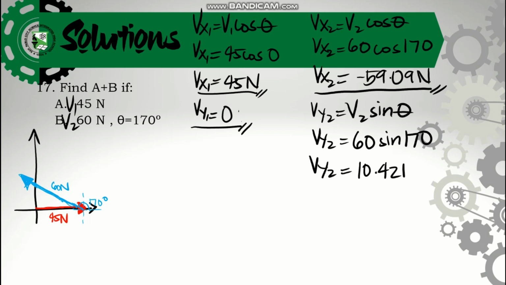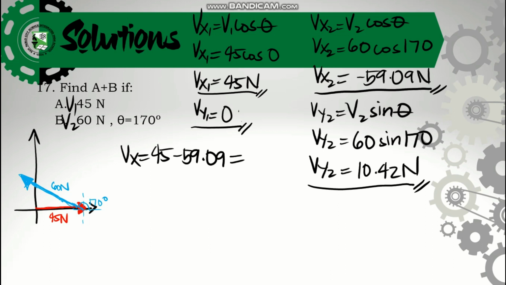Okay, now let's have the second vector which is V2 cosine theta. So 60 cosine 170 will give you negative 59.09 Newton. And then Vy2 is equal to V2 sine theta to get the y component. 60 sine 170 is equal to 10.42 Newton. For that, we have the x and y components.